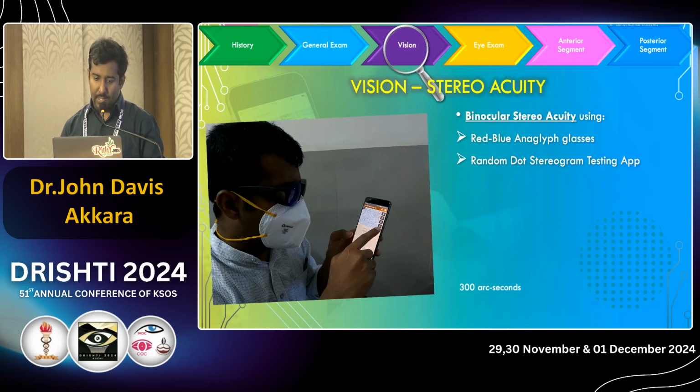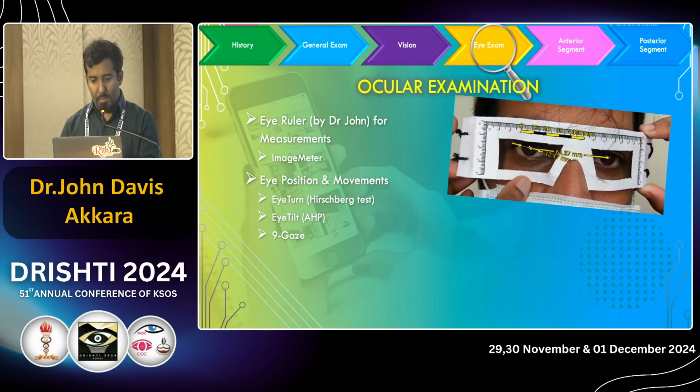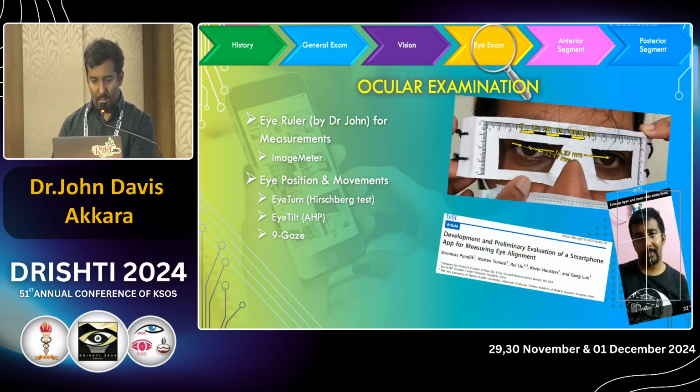Then stereo acuity can be tested by using this random dot stereogram testing app. So that is the NTU RDS screening test. For this you will need the red blue glasses. So ocular examination, you can do a lot of measurements by using these techniques. So here the measurements can be done with a scale on a chart on a face, and the measurements can be calculated by using Image Meter Pro app.